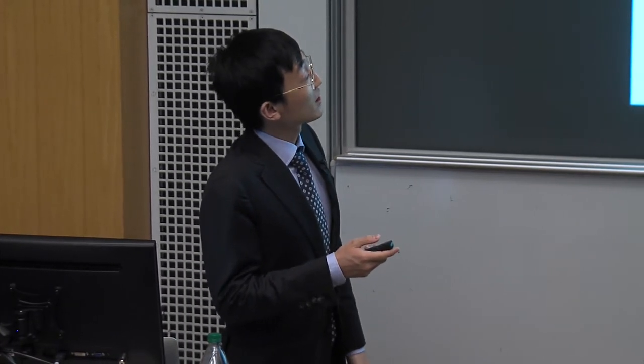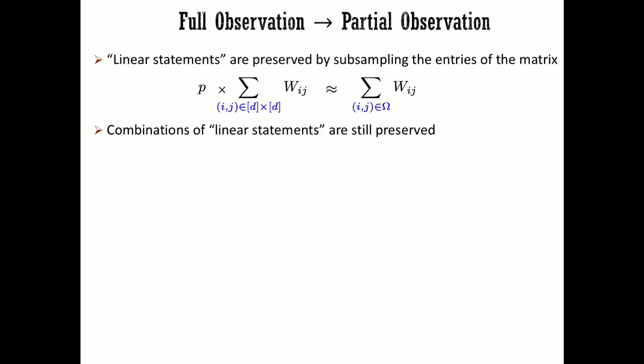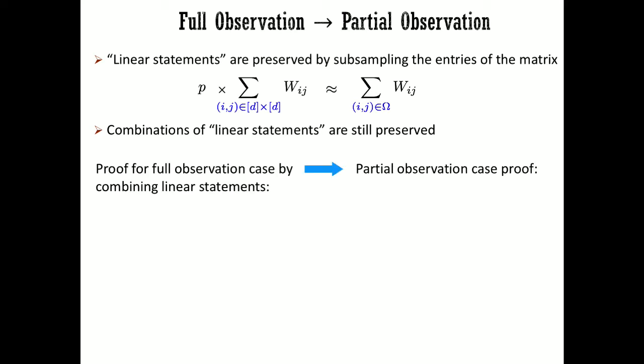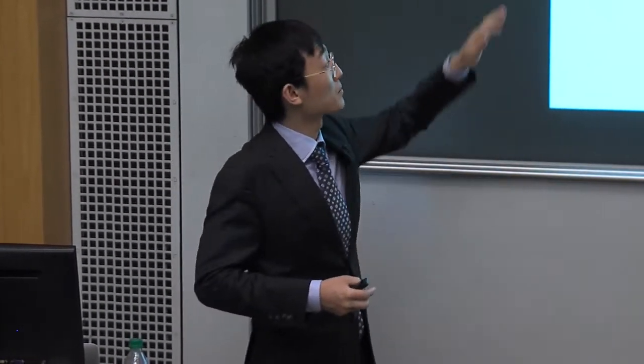The second observation is that combinations of linear statements are still preserved by random sampling. You can take two statements like this and take the sum of them, and they are preserved by random sampling. You can take the product of them, and they are still preserved. These two simple observations motivated our high-level plan: we are going to prove the full observation case by combining these linear statements. Suppose we can do that, then the same proof will also generalize to the partial observation case without much modification. Let me give you an example. Suppose we have some statement like this: a sum of W_ij over all of the entries is 0 in the full observation case.